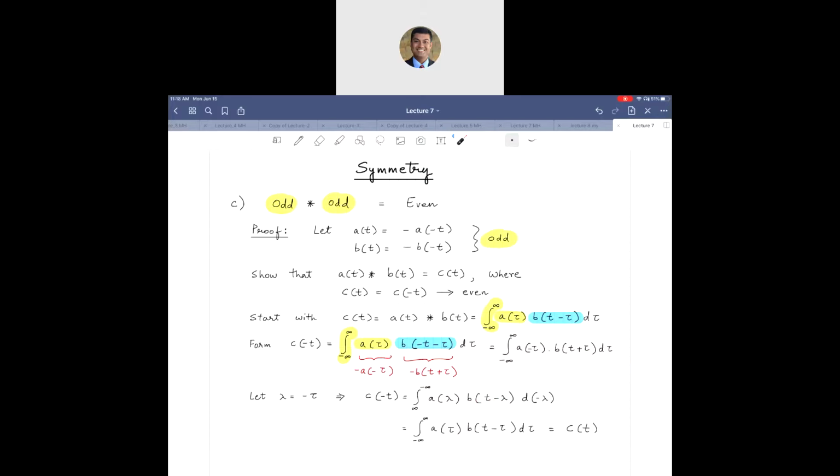Simplify one step further. A of lambda can be written as a new variable a of tau. B of t minus lambda can be written as a new variable b of t minus tau. D lambda can be written as simply d tau, because I've changed that negative sign to change the limits from negative infinity to infinity. This circling back is the same as c of t, because did I write c of t somewhere? Yes, I did. So if you compare this and this, they are the same.